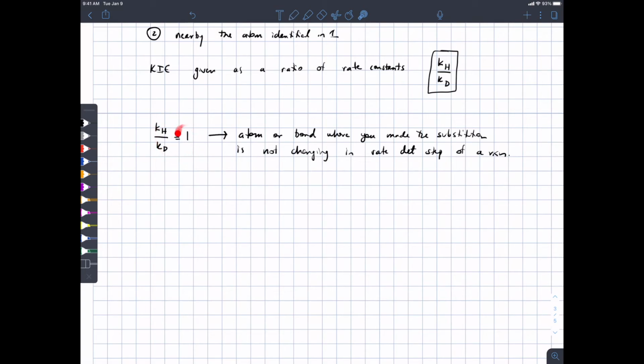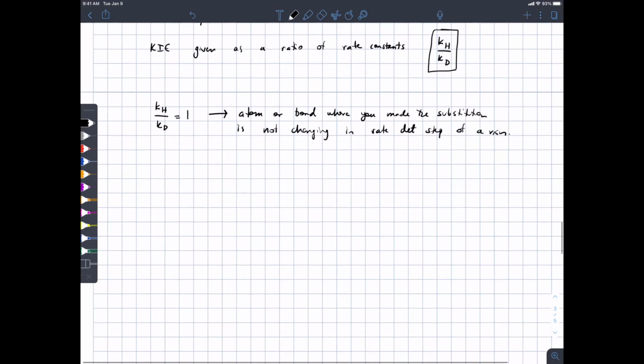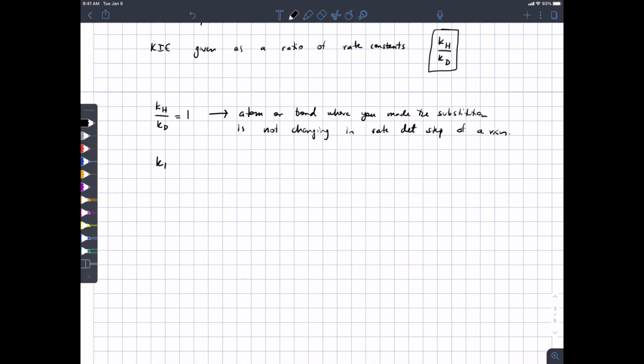It's a debate as to how close to 1 it needs to be to be totally ignored. Kinetic isotope effects can be small, but still significant. If the reaction is faster with hydrogen versus with deuterium, that is, if this ratio is greater than 1, that's called a normal isotope effect.